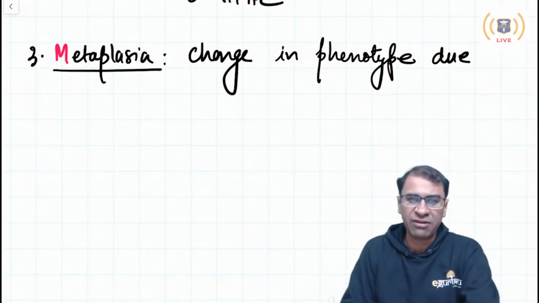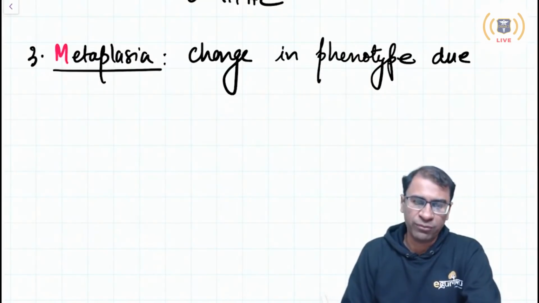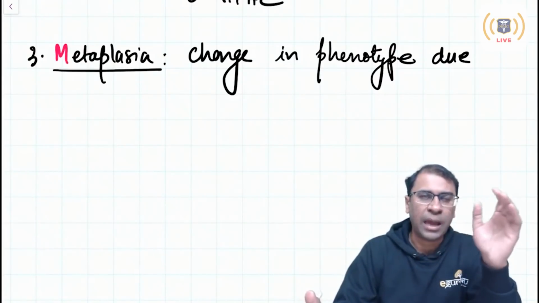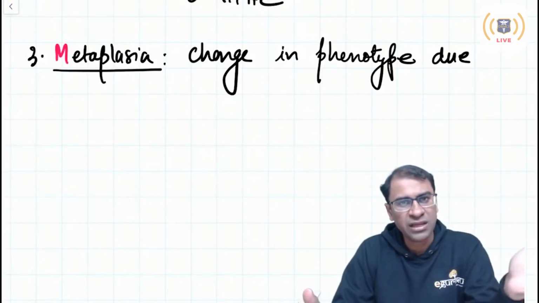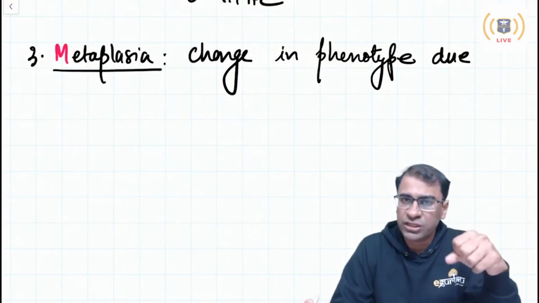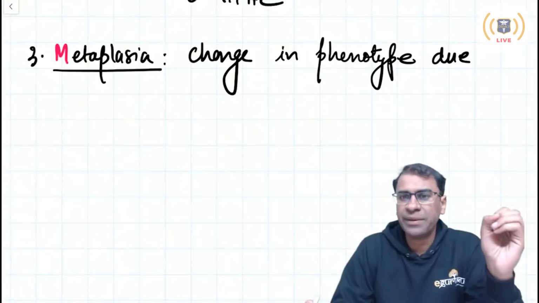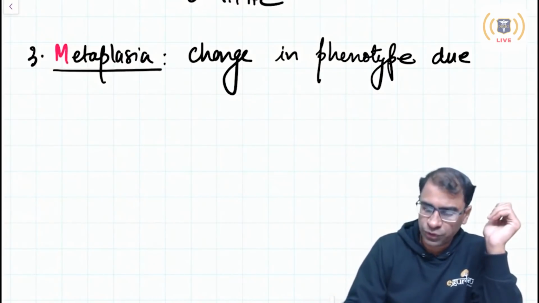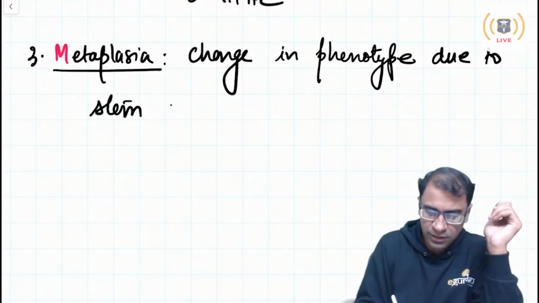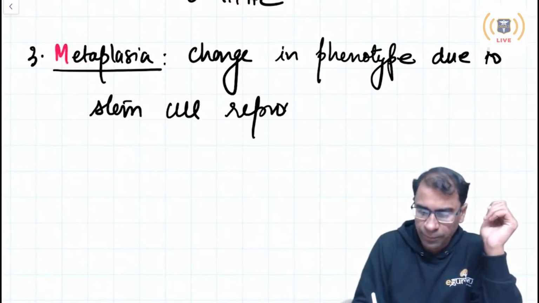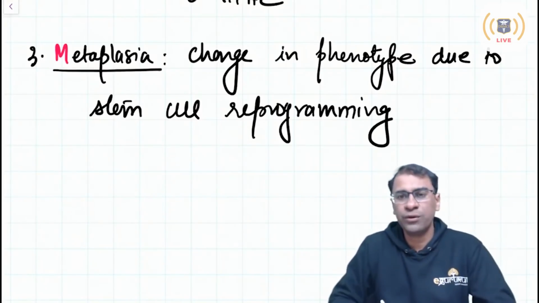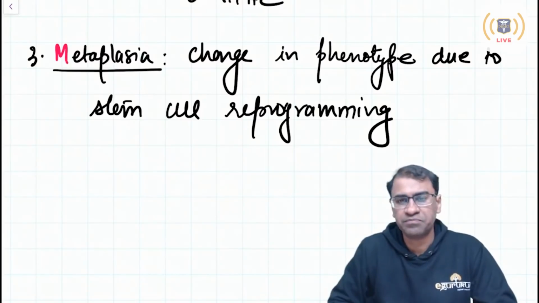Now there are a few definitions that you must know before we move further. So what is metaplasia? Basically, a change in phenotype. A change in phenotype is a condition where, suppose, a cell looks like a squamous epithelial cell, and the squamous cell is now looking like a columnar epithelial cell. The change of phenotype has occurred. So metaplasia basically is a change of the phenotype due to stem cell reprogramming.